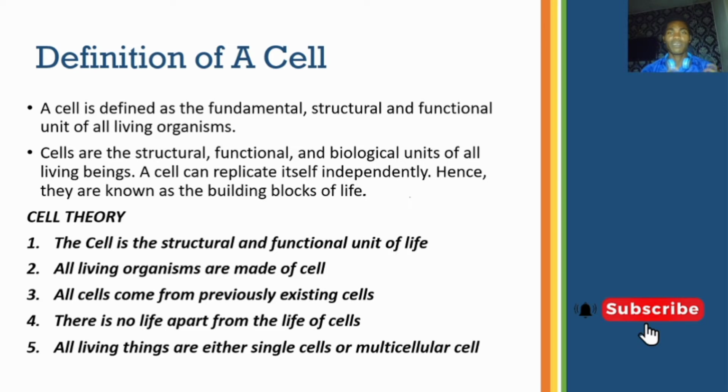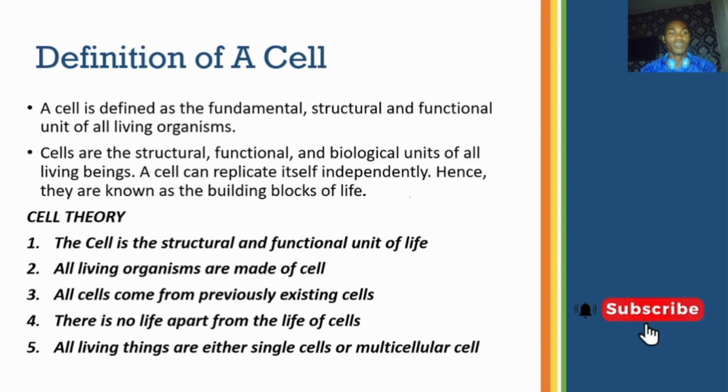Now let's look at the cell theory. Number one, the cell is a structural and functional unit of life. Number two, all living organisms are made of cells, including microorganisms. Number three, all cells come from previously existing cells. Now, number four, there is no life apart from the life of the cell. That is, aside from the cell, no life at all.